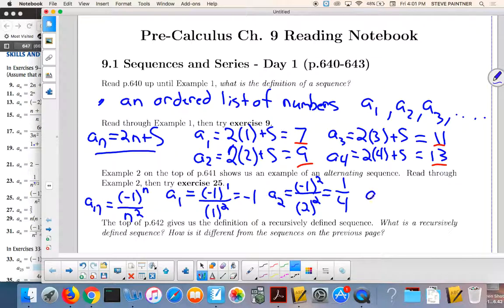For a sub 3, we just plug in 3, -1 to the third power, all over 3 squared. -1 to the third power, now we're back to -1. So -1 all over 3 squared is 9. I kind of ran out of room here. You'll have more room in your notes, but our first 3 terms are -1, 1/4, and -1/9.